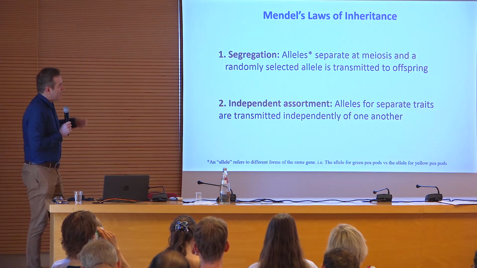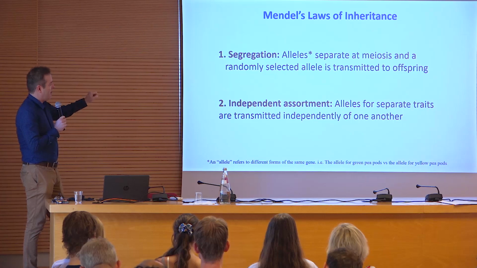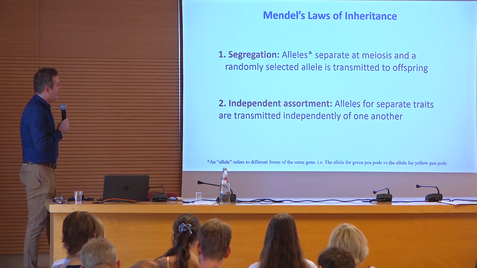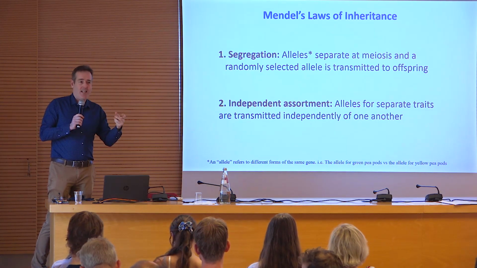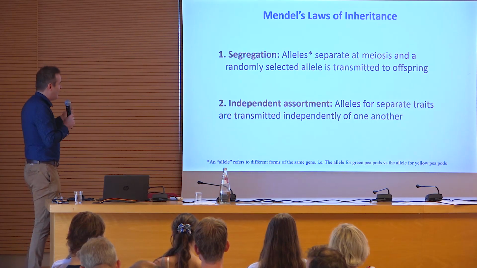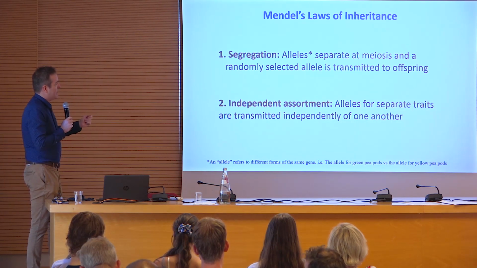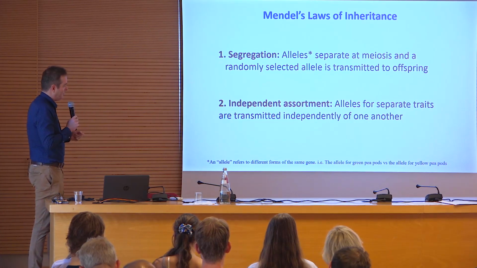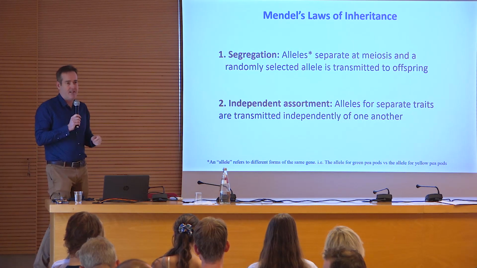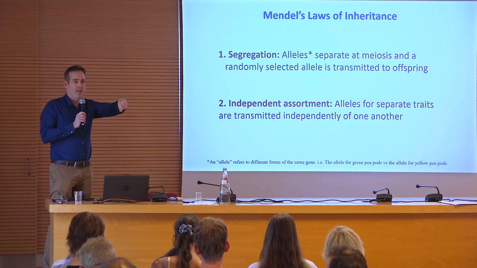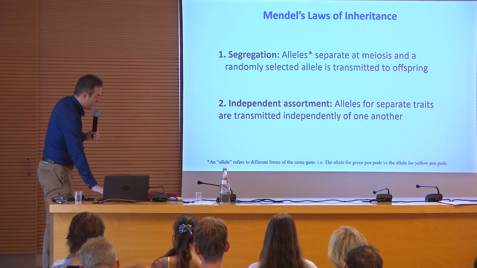And so he basically came up with 2 laws of inheritance. We refer to them as the law of segregation and the law of independent assortment, although he obviously didn't at the time. The law of segregation is that alleles, so an allele is a different form of the same gene, sorry if I go into genetic speak from time to time, I'll try not to do that too much, separate at meiosis, and then a randomly selected allele is transmitted to the offspring. Law number 2, the law of independent assortment, is that alleles for separate traits are transmitted independently of one another. So that's basically what's happening at one position in the genome is independent of what happens at the other position of the genome. I wanted to put these up now because we'll come back to them a little bit later in the talk.